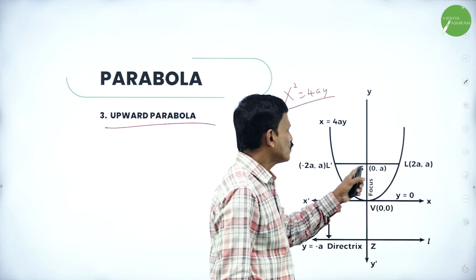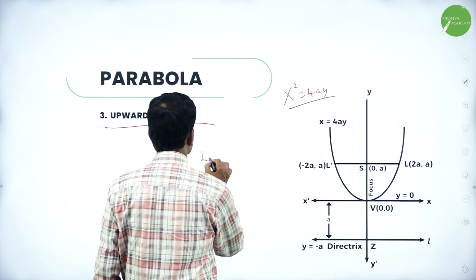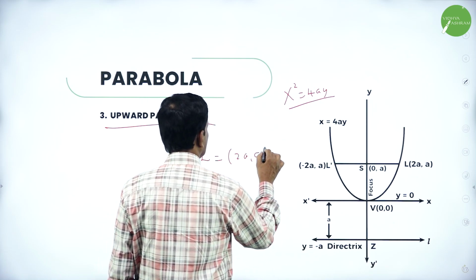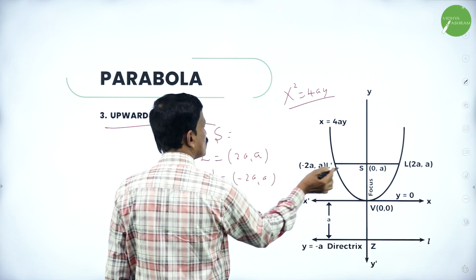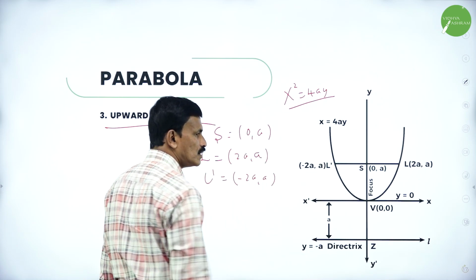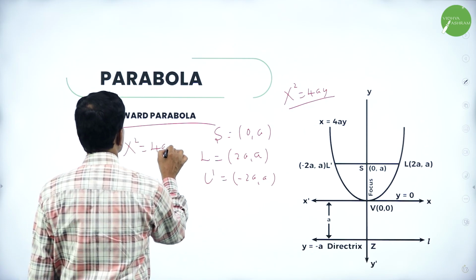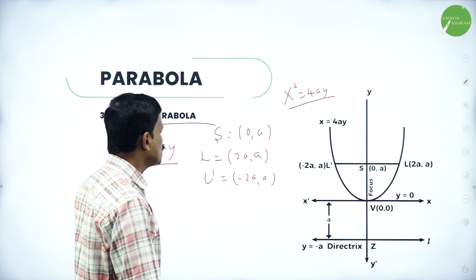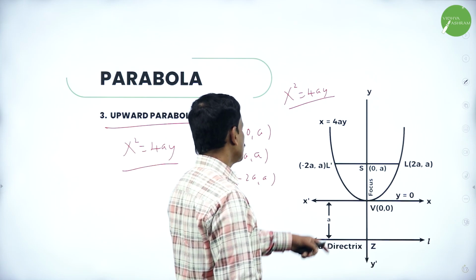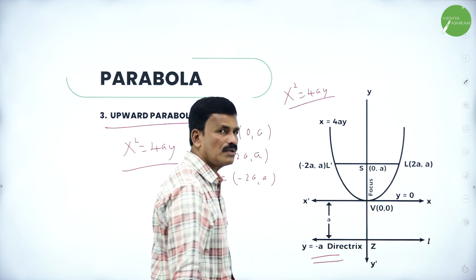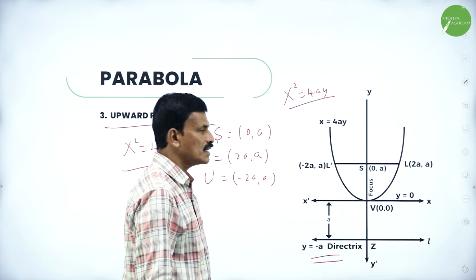The coordinates of the focus are 0 comma a, whereas L is 2a comma a, and L dash is equal to minus 2a comma a, for the parabola x square is equal to 4ay. The parabola opening upward means x square is equal to 4ay, the focus is 0 comma a, L is equal to 2a comma a and L dash is equal to minus 2a comma a. And the equation of the directrix: here the directrix is y is equal to minus a, and the vertex is 0 comma 0 as it is, right.